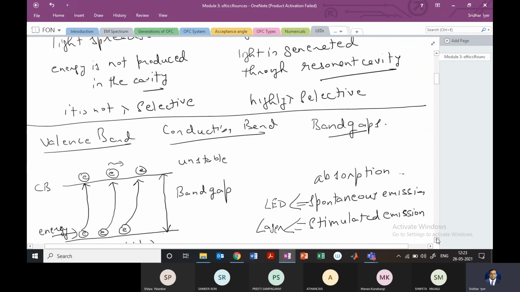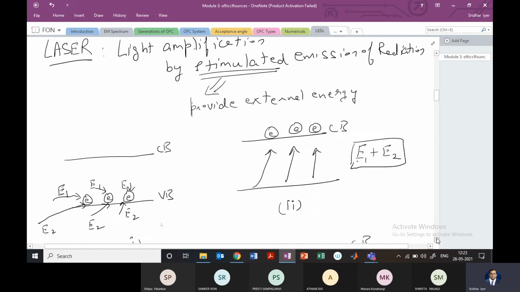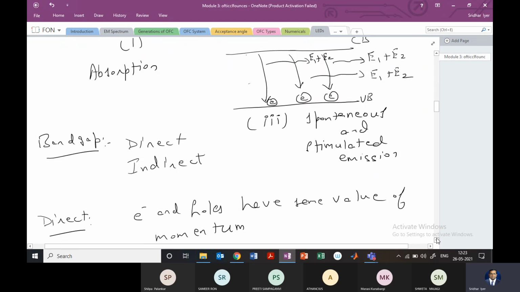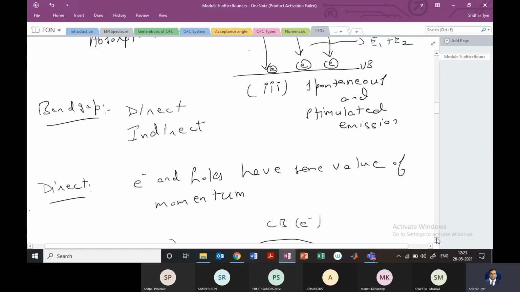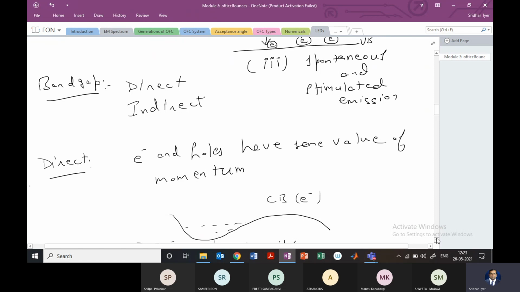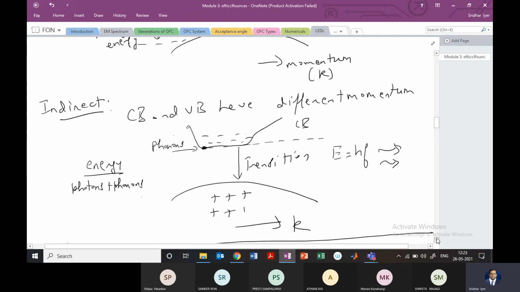Okay, then we discussed the valence and conduction band and the idea of band gap, and we looked at the three processes: absorption, spontaneous emission, and stimulated emission. So absorption and spontaneous emission are the processes through which LED is going to operate, whereas absorption, spontaneous, and stimulated emission are the processes through which the laser will be operating. In band gap, we have looked at direct and indirect band gap, and we saw how momentum and energy are going to be related. And in general, we always use the direct band gap materials.